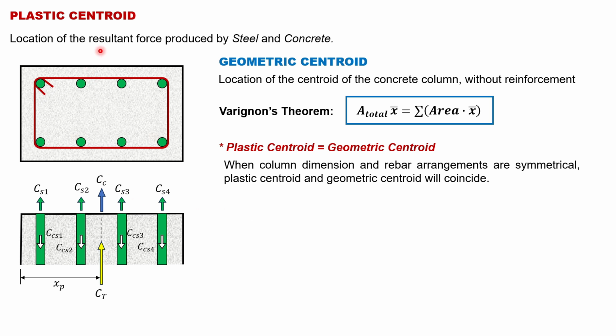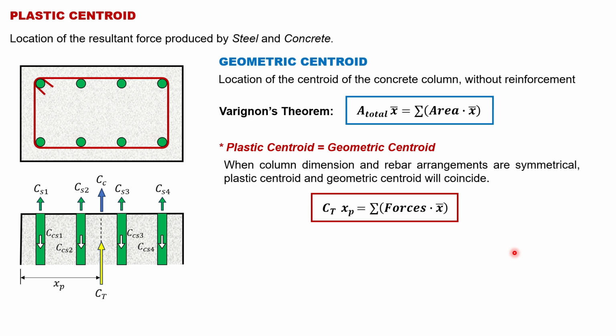If we have here an X and then Y axis plane on the center, we have 4 on the left and 4 rebars on the right. Similarly, we have 4 rebars on the top and 4 rebars at the bottom. So the rebar arrangement are actually similar. And the rectangle is also similar one. So for this example, the plastic centroid is actually equal to the geometric centroid.